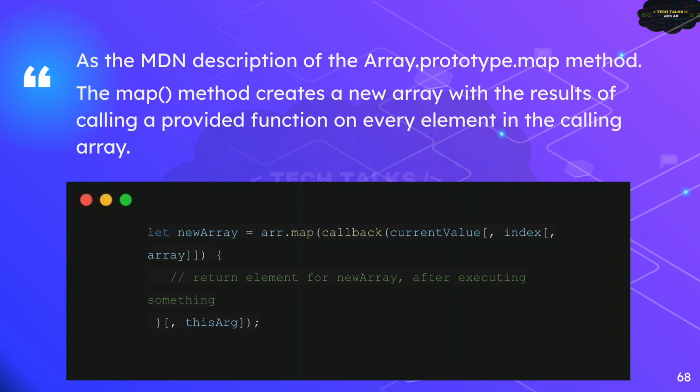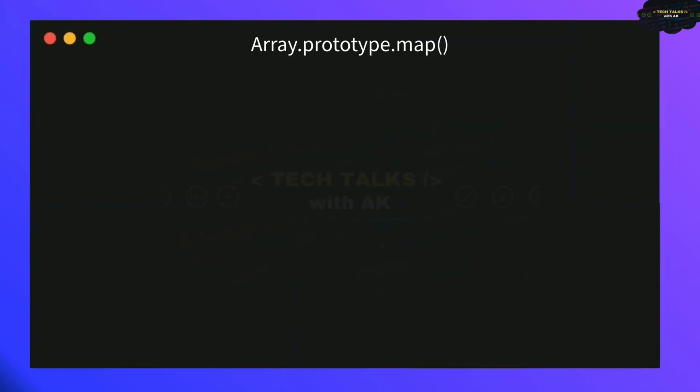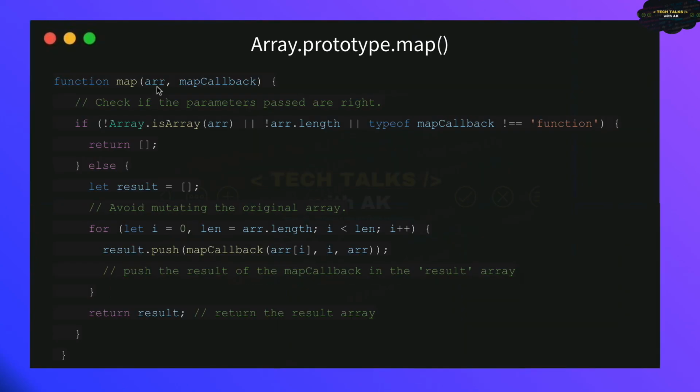Now let's understand how to implement this method without using the Array.prototype library. To implement this, we write a function which accepts an array and a callback. First of all, you need to check if the parameters passed are right or not. If any of these is invalid, then we return empty. Else, create a variable result and we push the result of the map callback into the result array. Then we return result, which is an array. That's how we apply it.